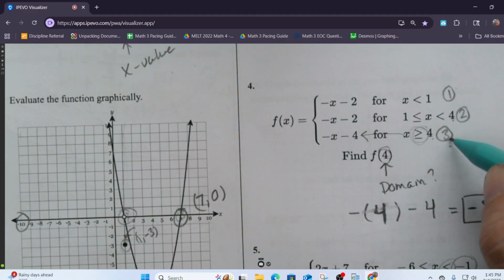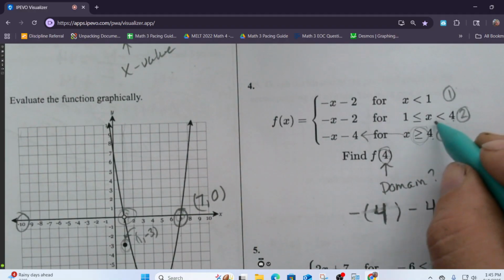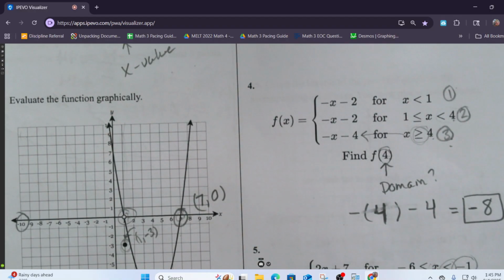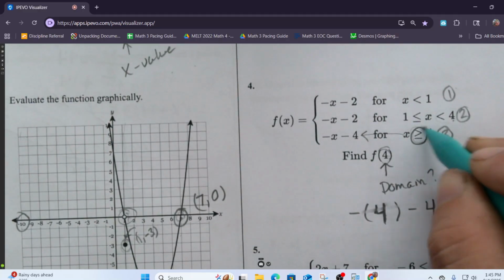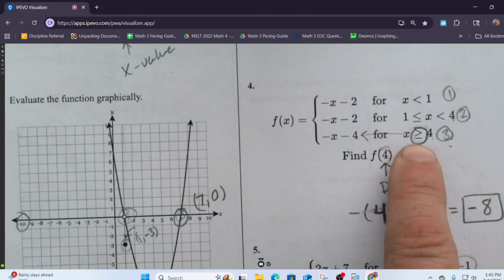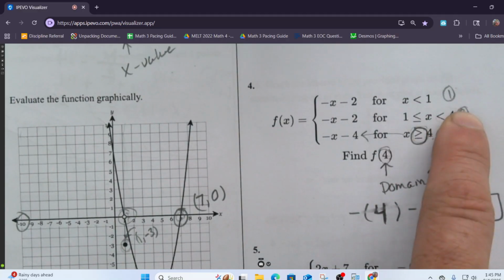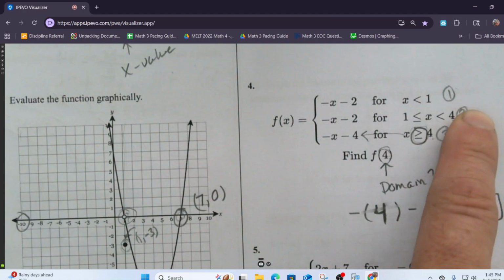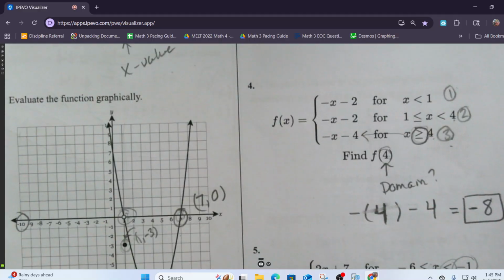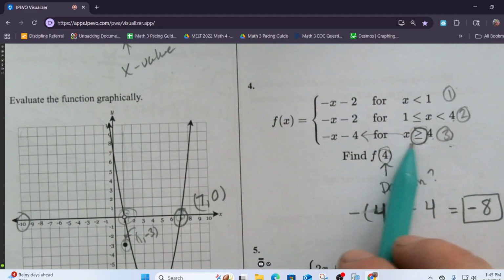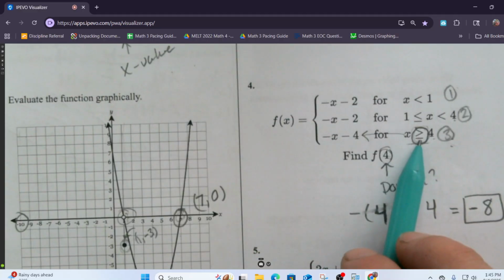Remember, it's not in this domain because there's not an equal sign here. Remember, it's got to have that equal sign for it to fit, if it's one of the end points. It does fit here, however, because it's got the equal sign. Does everybody remember that part about the equal sign meaning that's where it fits? So 4 fits into this domain because of the equal sign.